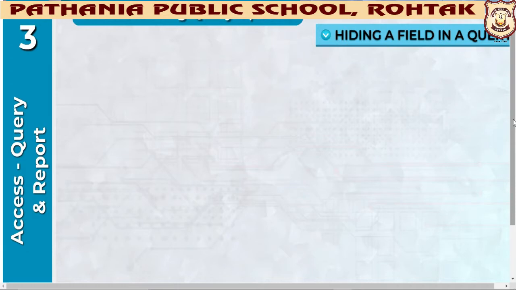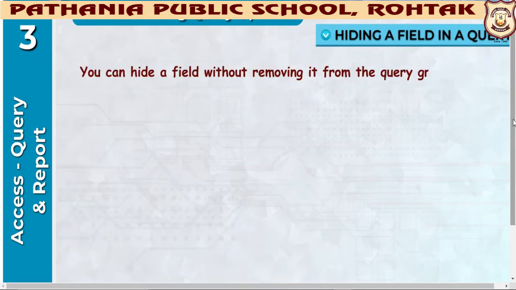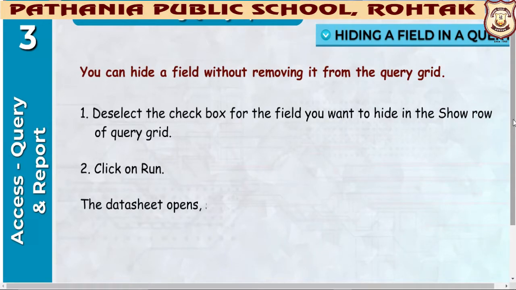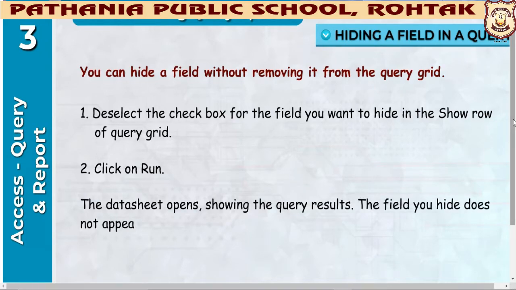Hiding a field in a query. You can hide a field without removing it from the query grid. Deselect the checkbox for the field you want to hide in the Show row of the query grid. Click on Run. The datasheet opens, showing the query results. The field you hide does not appear.